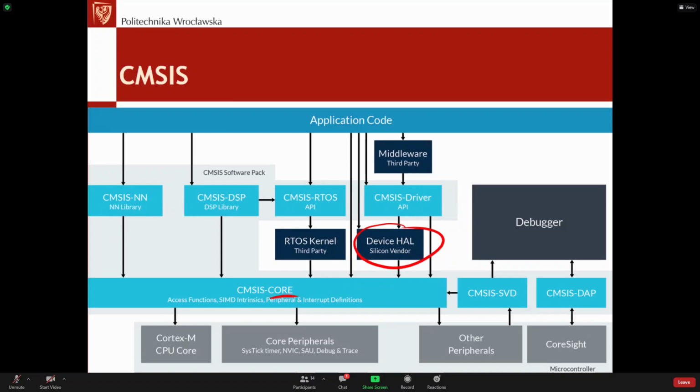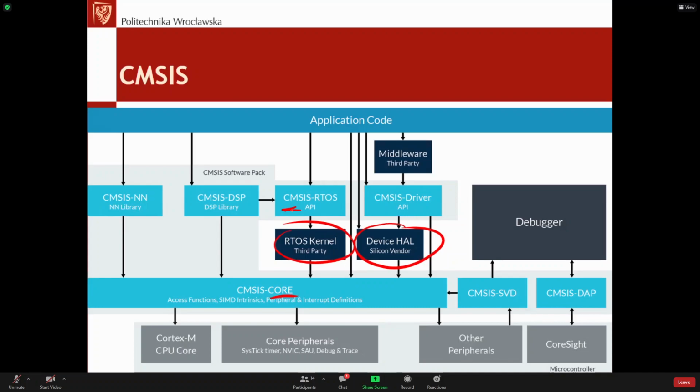Then, analyzing block by block, we've got the kernel of the real-time operating system, because in the CMSIS we have described the API for the RTOS, a standardized API, but we can use different RTOSes. There are a couple of them on the market, like FreeRTOS, Azure, for example, from Microsoft. There are a couple of various others.